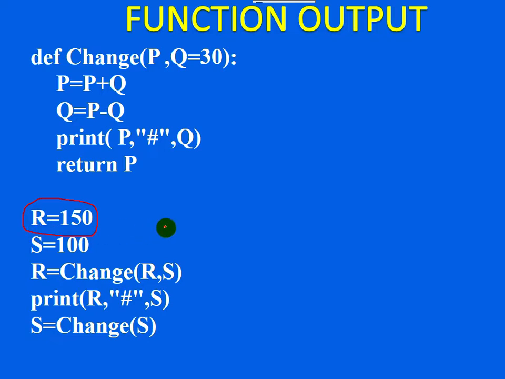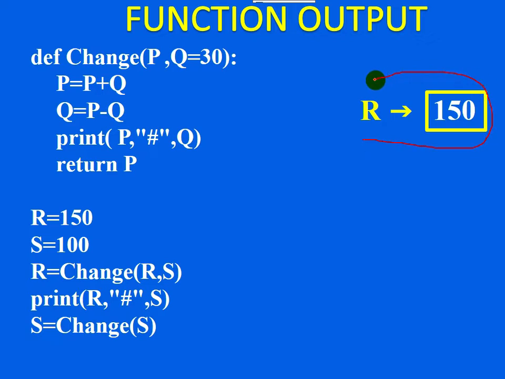So r is equal to 150. What is the meaning of that? Variable r points to integer data 150. Let me represent that. You can see variable r points to integer data 150. Now next line, s is equal to 100. What's the meaning of that? Variable s points to integer data 100. Done. Now the next line, r is equal to change.